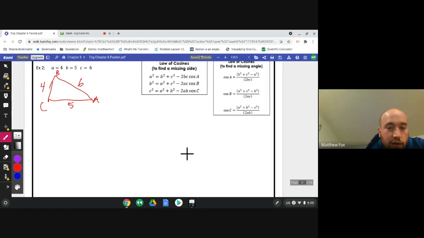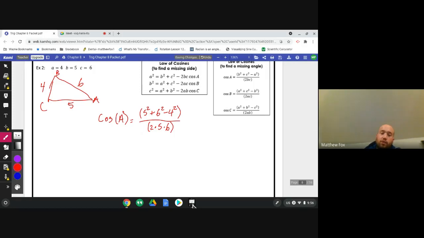So the first one, it's totally up to you, but I'm going to go in order. So cosine of A. Now the cosine of A will equal B squared plus C squared minus A squared over 2BC. So B squared is 5, so 5 squared plus 6 squared minus 4 squared. Now all of that will be over 2 times, let's see, B is 5, C is 6.